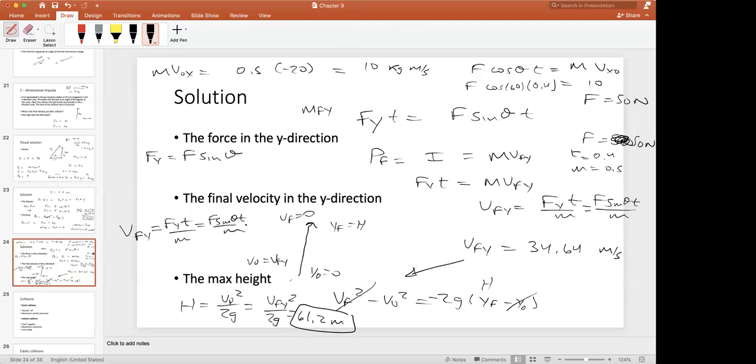Other than that, I actually really like this problem because it's tricky, and it's a good way to make sure that you understand how momentum in the x and the y are completely separate things, right?